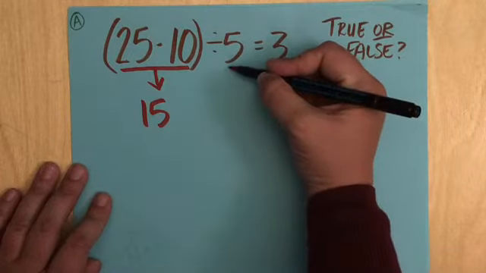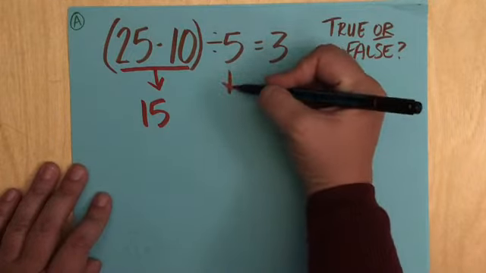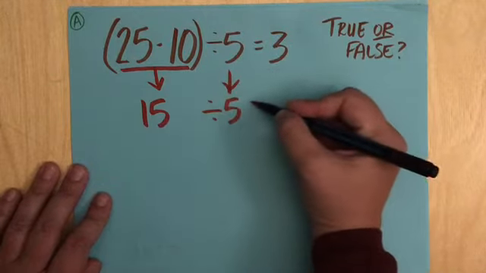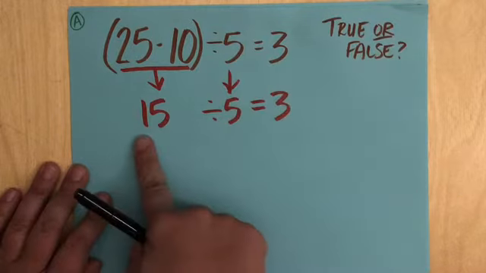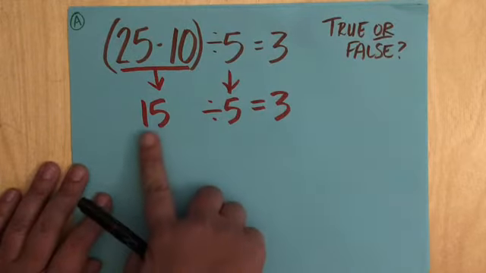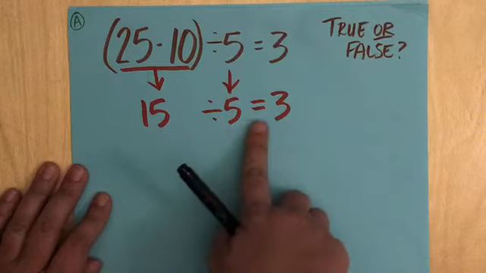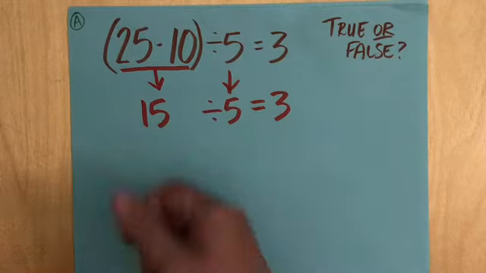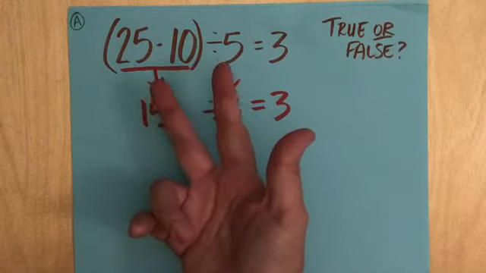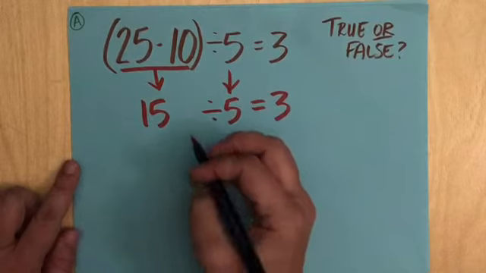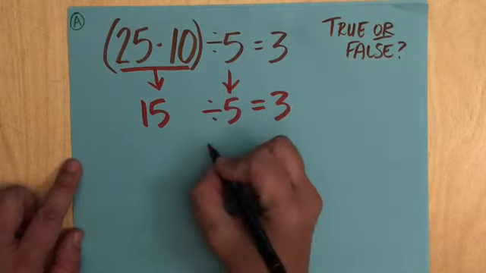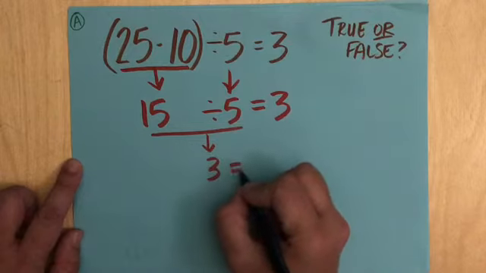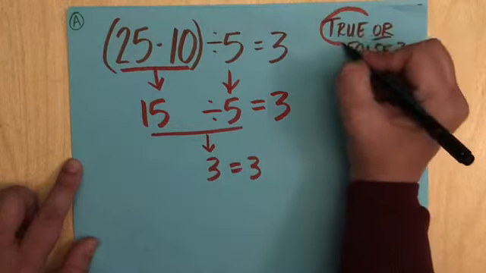So now, remember, you need to rewrite all the information, even if you haven't solved it yet. So now we have 15 divided by 5 equals 3. We're not done yet because we still haven't solved this part. So think about it. Is 15 divided by 5 3? Let's see. How many 5s are in 15? 5, 10, 15. It is true. 15 divided by 5 is 3. So finally we can say 15 divided by 3 is 3. So 3 equals 3. So that's true.